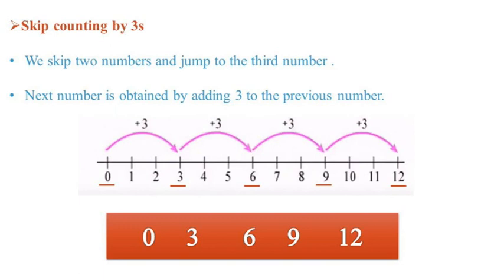Here you can see it another way. We add 0 plus 3, we get 3, and 3 plus 3 will get 6. 6 plus 3 will get 9. 9 plus 3 will get 12. Now let's see more numbers skip counting by 3s.